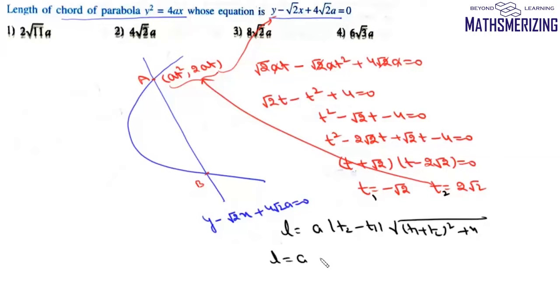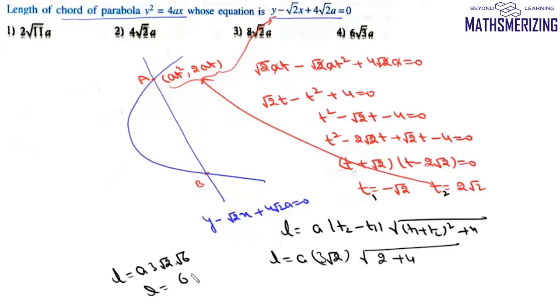What's t2 - t1? It will be 3√2, and then under root of (t1 + t2)². So (t1 + t2)² is (√2)², so there will be 2, and then plus 4. So this length will be a into 3√2 and then this is √6. So this length will be 6a√3, and that's your option number 4.